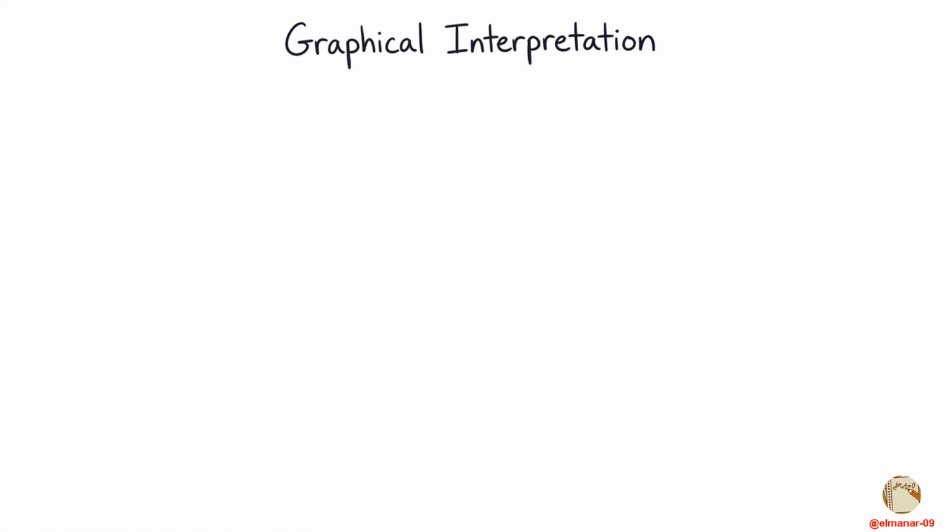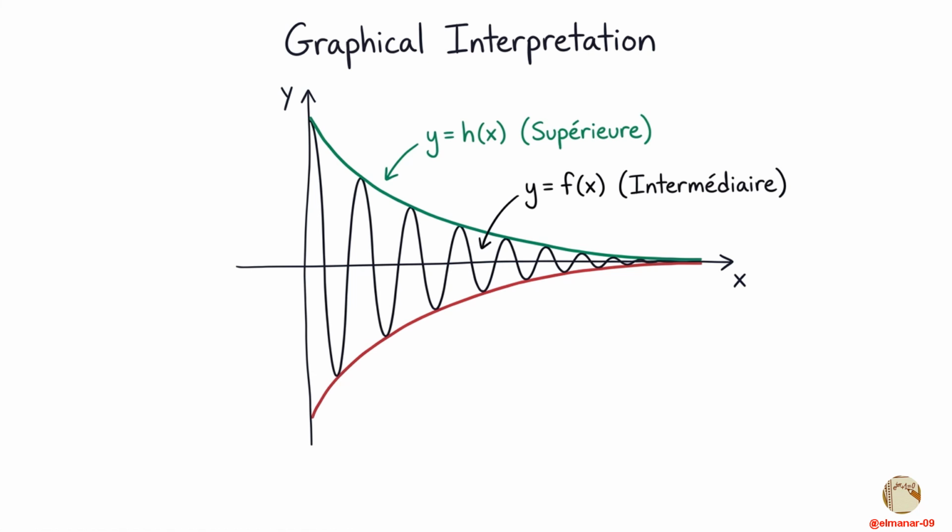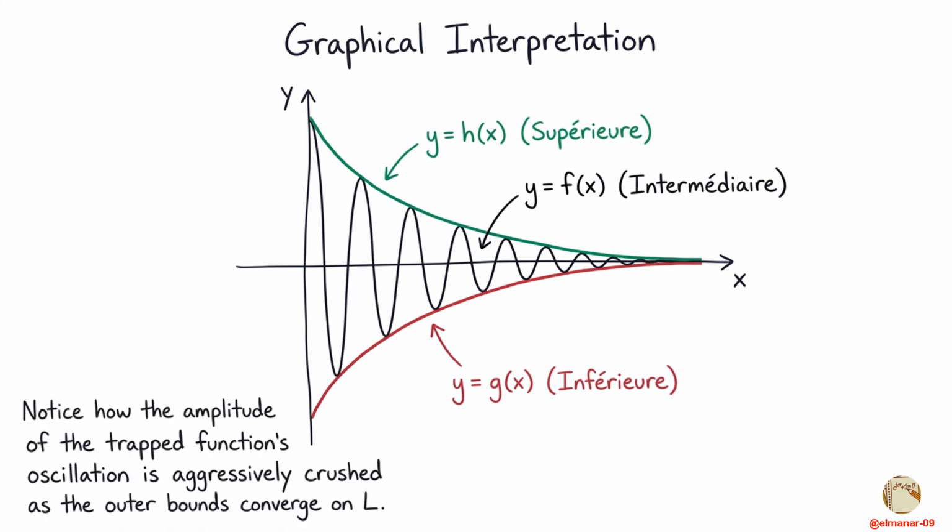Let's look at this graphically to really see the magic. Look at the black oscillating line, f of x. It's bouncing up and down, making it impossible to find a limit just by looking at it. But notice the green superior, upper bound, h of x, and the red inferior, lower bound, g of x. As we move to the right toward infinity, the green and red curves are crushing the amplitude of the oscillations. They are squeezing f of x tighter and tighter until it has nowhere else to go but toward that dashed line, L. This visual crush is the essence of the Squeeze Theorem.